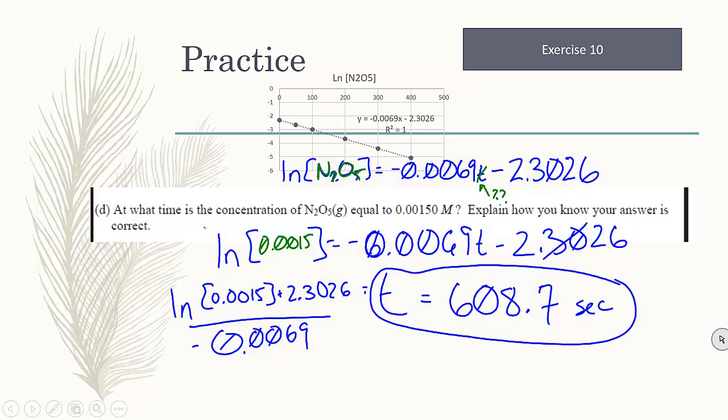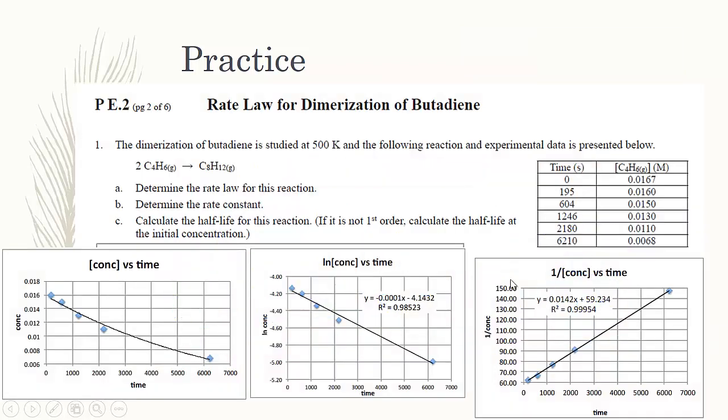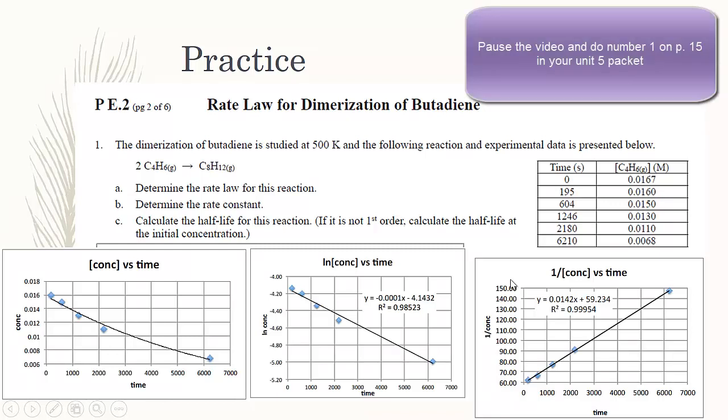So as long as you can do linear regressions, y equals mx plus b, and keep track of what y and x mean, you can do the integrated rate law. So one more example, let's do together as a group. On page 15 of your packet, you will find this practice. Why don't you pause the video and see if you can do A through C.